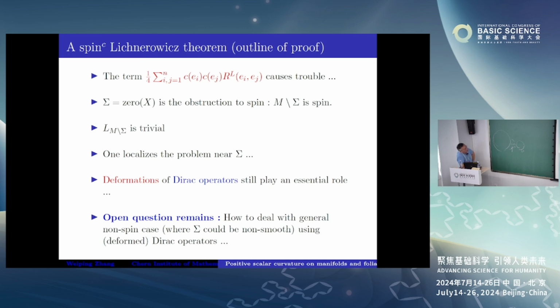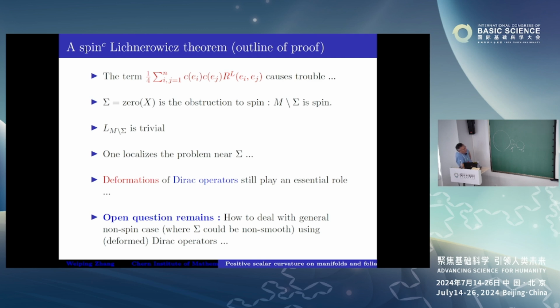So outside a small neighborhood of Sigma, you can take L to be a trivial bundle, and you can take the Dirac operator. Naively, you can apply the Dirac operator method, so everything is in some sense localized. The problem will be localized to the submanifold. Now here we will use deformations of the Dirac operator to prove this.